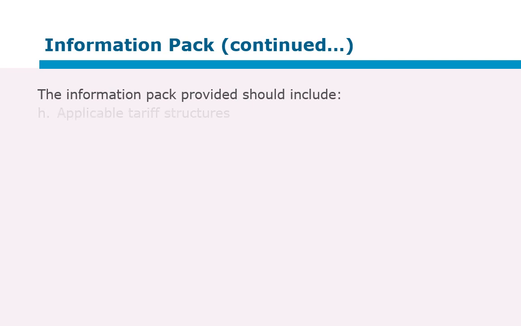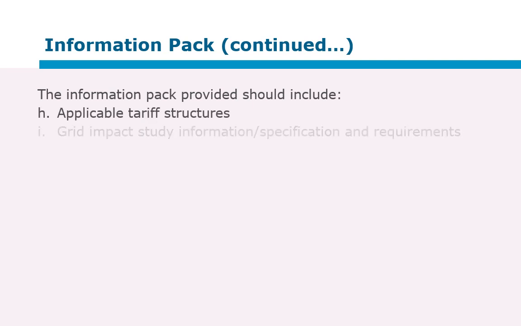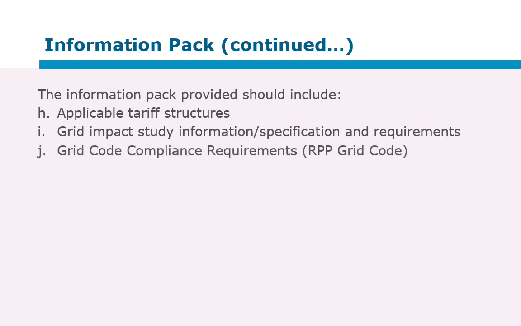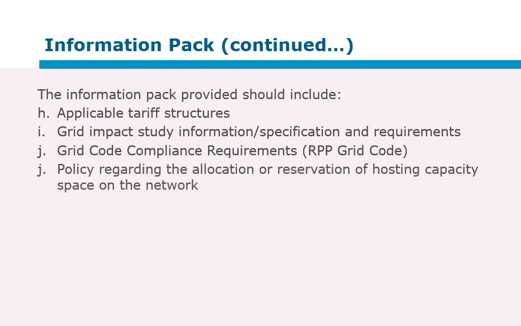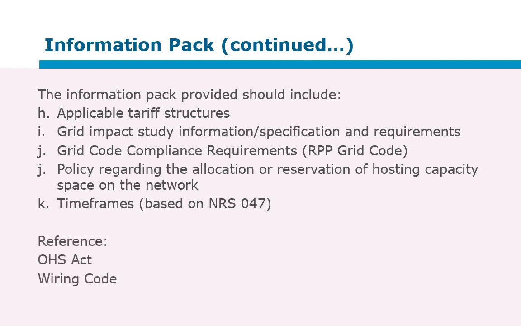Applicable tariff structures should also be supplied, grid impact study information or specification and requirements, the grid code compliance requirements, which are contained in the RPP grid code, the policy regarding the allocation or reservation of hosting capacity space on the network. So that is who comes first and gets that capacity. Timeframes should be based on NRS 047. And finally, there should be reference to the Occupational Health and Safety Act and the related regulations, as well as the wiring code.